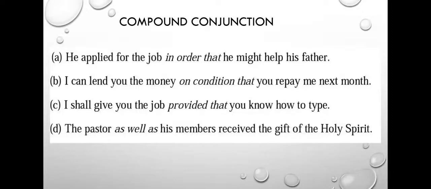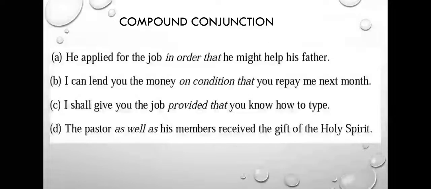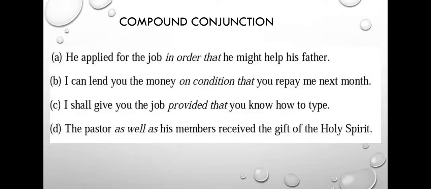Now we have compound conjunctions. It is again the type of conjunction being compounded and placed here. I will give you examples and you will be able to understand the definition and all the required things about compound conjunctions. First one is: He applied for the job in order that he might help his father. Compound conjunction.